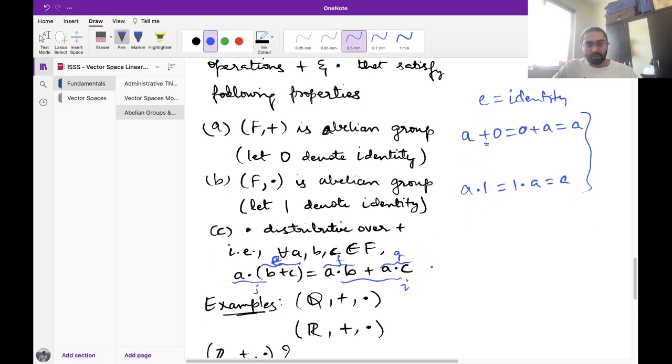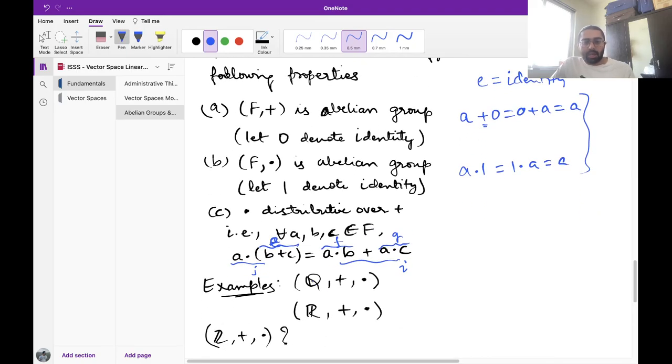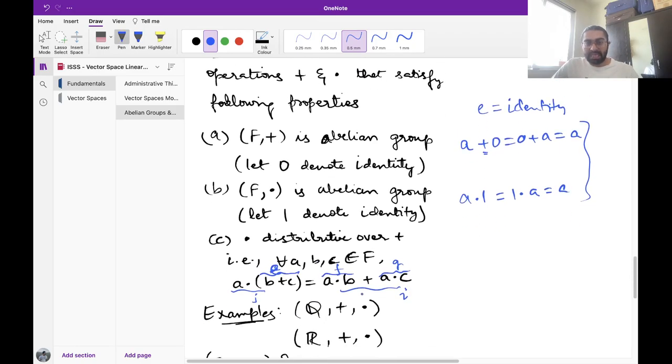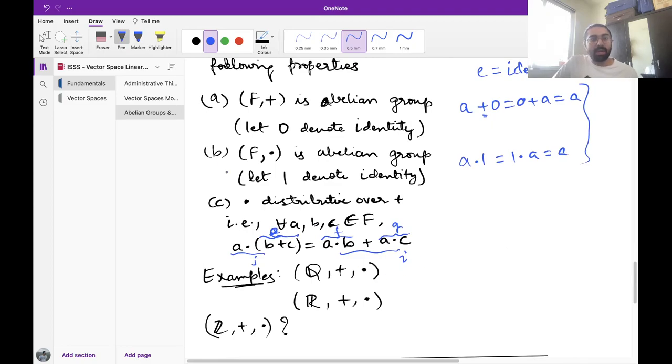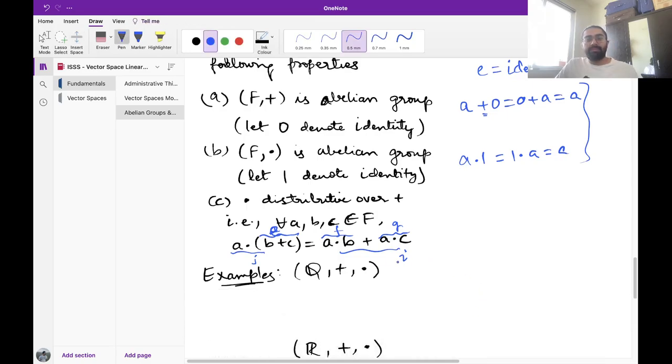So we look at some example to drive home the point. One example you can look at is this one. Q is the set of all rational numbers, let's say. And then you have plus, and then you have a dot. Here the plus and dot are your normal addition and multiplication. So is this set with these operations a field or not? That's the question. So what do you think? Will it be a field? Yes, sir. It can be.